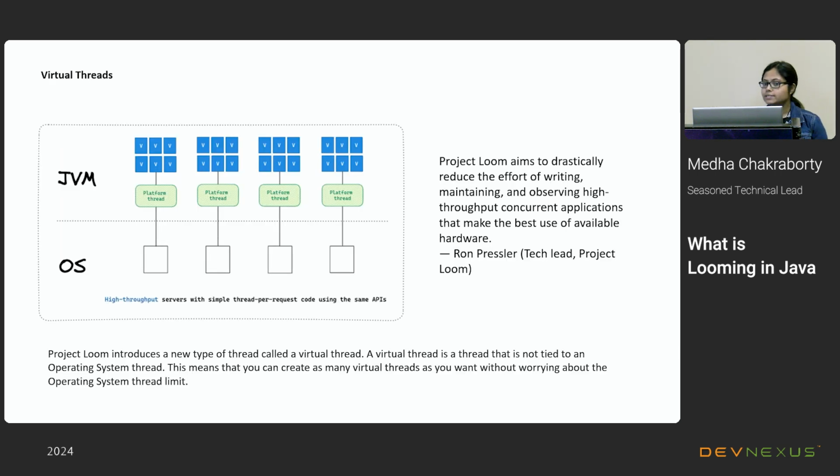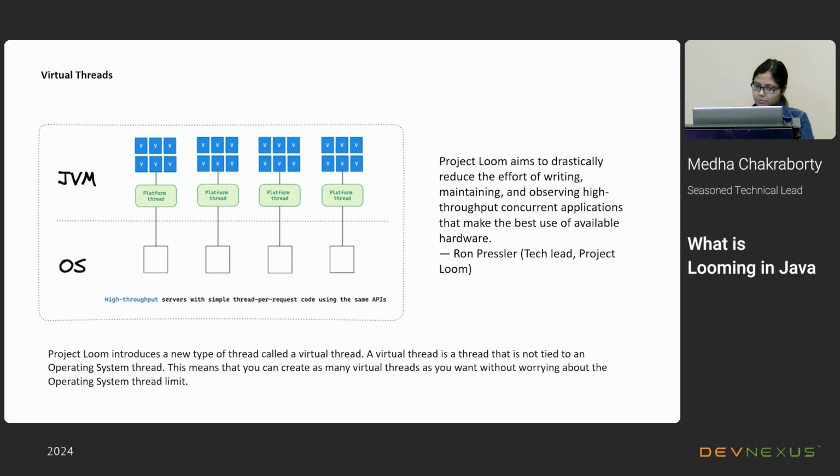But now there is good news for all application developers, all of us, that the JDK has finally introduced and released JDK 21, which has these virtual threads. So Project Loom, as they defined it, aims to drastically reduce the effort of writing, maintaining, and observing high throughput concurrent applications that make the best use of available hardware.